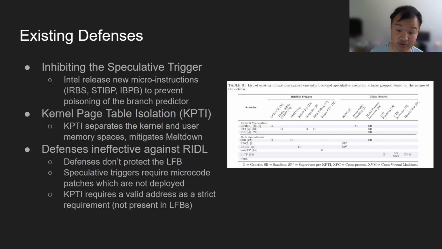Now, with both of these defenses in place, when we try to use them against RIDL, they are rendered useless, because these defenses don't protect you from the LFB, and the LFB, remember, is a buffer that doesn't rely on valid or physical memory addresses. Also, these speculative trigger mitigations require microcode patches, which are not readily deployed in many consumer products. And finally, KPTI requires strict valid addressing, and recall that LFBs don't need that sort of addressing.